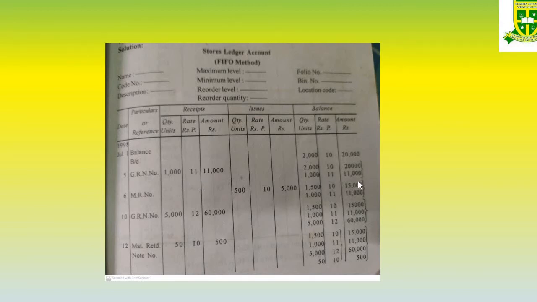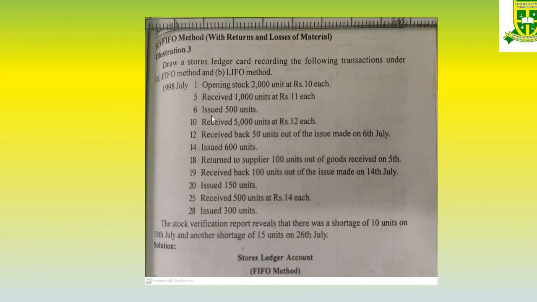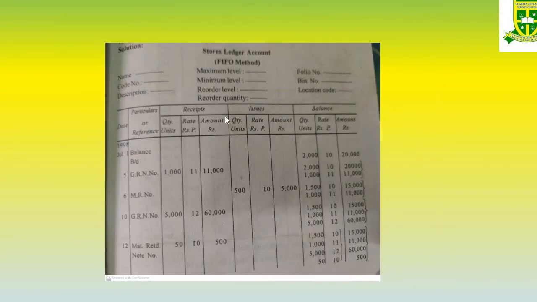So there are two items available. The next one is 6th. On 6th, what are you doing? Issuing 500 units. So issuing on 6th, when you are issuing you have to mention the MR number. How much are you issuing? 500 units you want to issue.